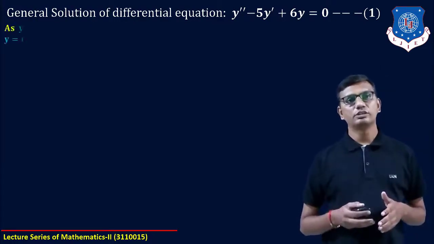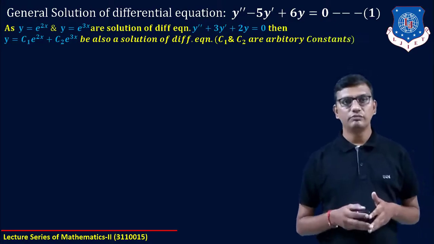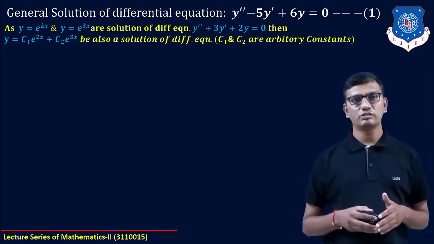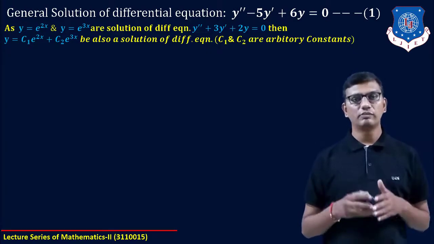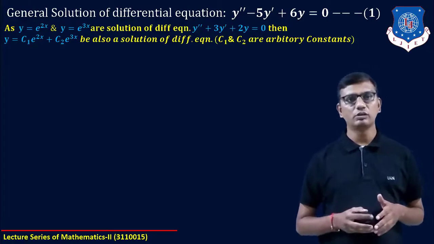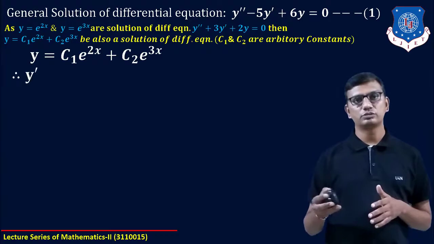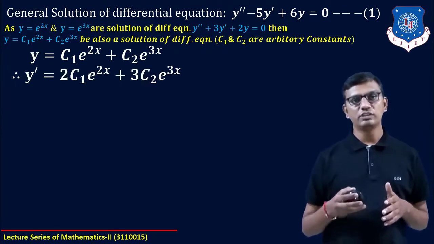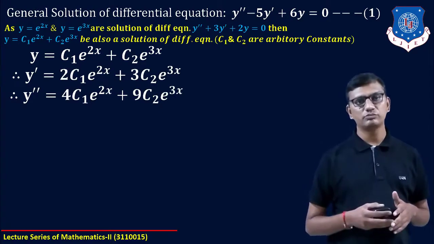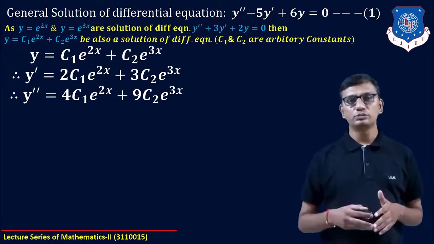As y = e^(2x) and y = e^(3x) are solutions of our differential equation, we have y = c1 e^(2x) + c2 e^(3x) also a solution of our differential equation number 1, where c1 and c2 are arbitrary constants. First of all, y = c1 e^(2x) + c2 e^(3x), y' = 2c1 e^(2x) + 3c2 e^(3x), and y'' becomes 4c1 e^(2x) + 9c2 e^(3x).